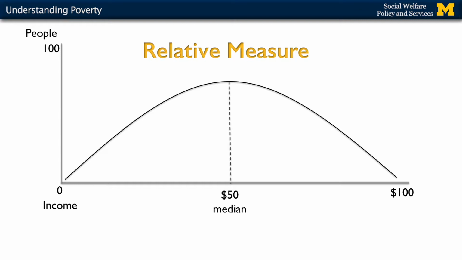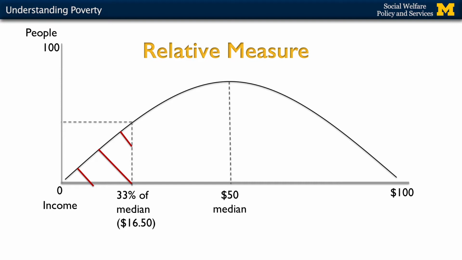The income distribution also shows us that very few people, represented by the y-axis or the vertical line on this graph, have zero income, and very few people actually have $100 of income. So the shape of the distribution shows us that indeed most people have incomes around the median. This isn't necessarily important for thinking about a relative measure of poverty, but keep this in mind when we talk about income inequality in a moment.